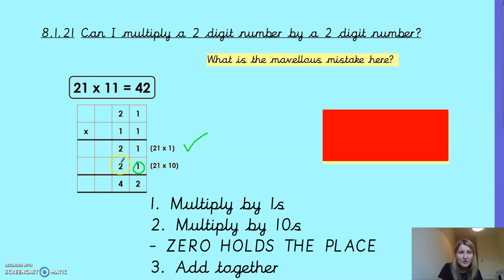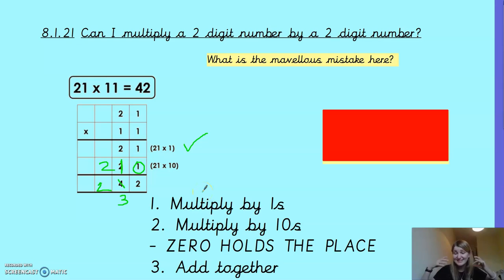So 1 times 1 would go in our tens column. The 2, 1 times 2, we'll move over to the hundreds. And when we're adding that, we're going to have not a 4 in here, we're going to have a 3 here, and we're going to have a 2 here. Okay. So it's just really important that we remember that 0 holds a place.